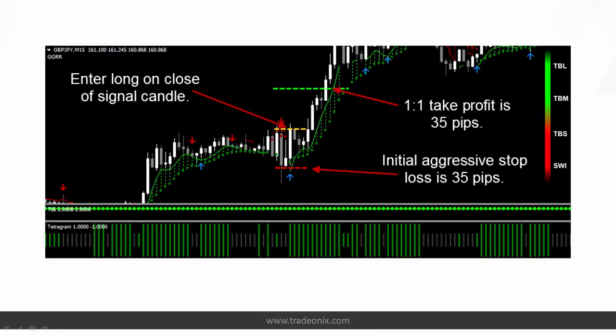This is an example of a 1-to-1 profit target. The yellow line on the chart is where we entered the trade, and down below, the red line is an initial aggressive stop loss of 35 pips. The green line then becomes 35 pips in profit. The green line is our take profit, 35 pips away, the same number as the initial stop loss.